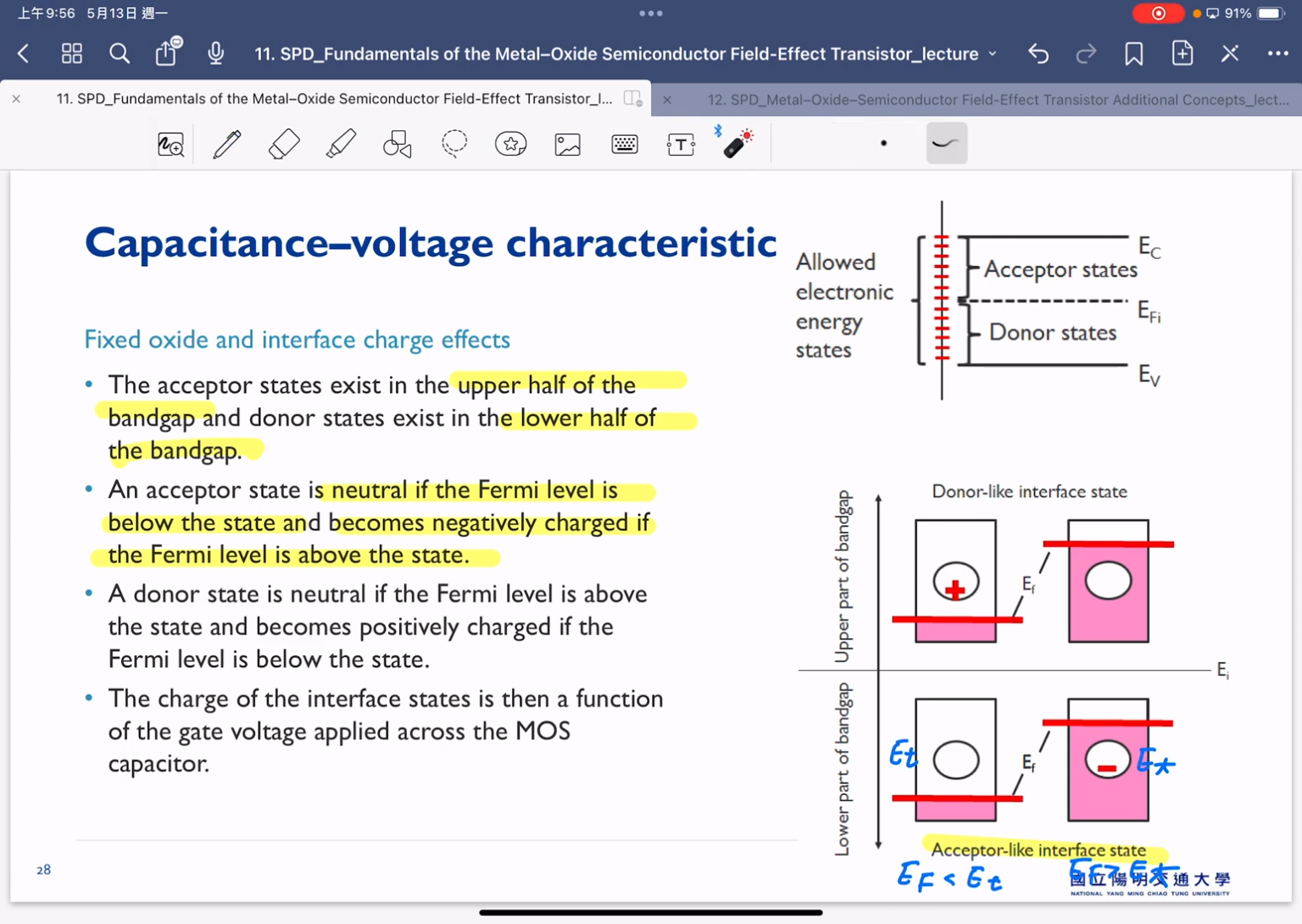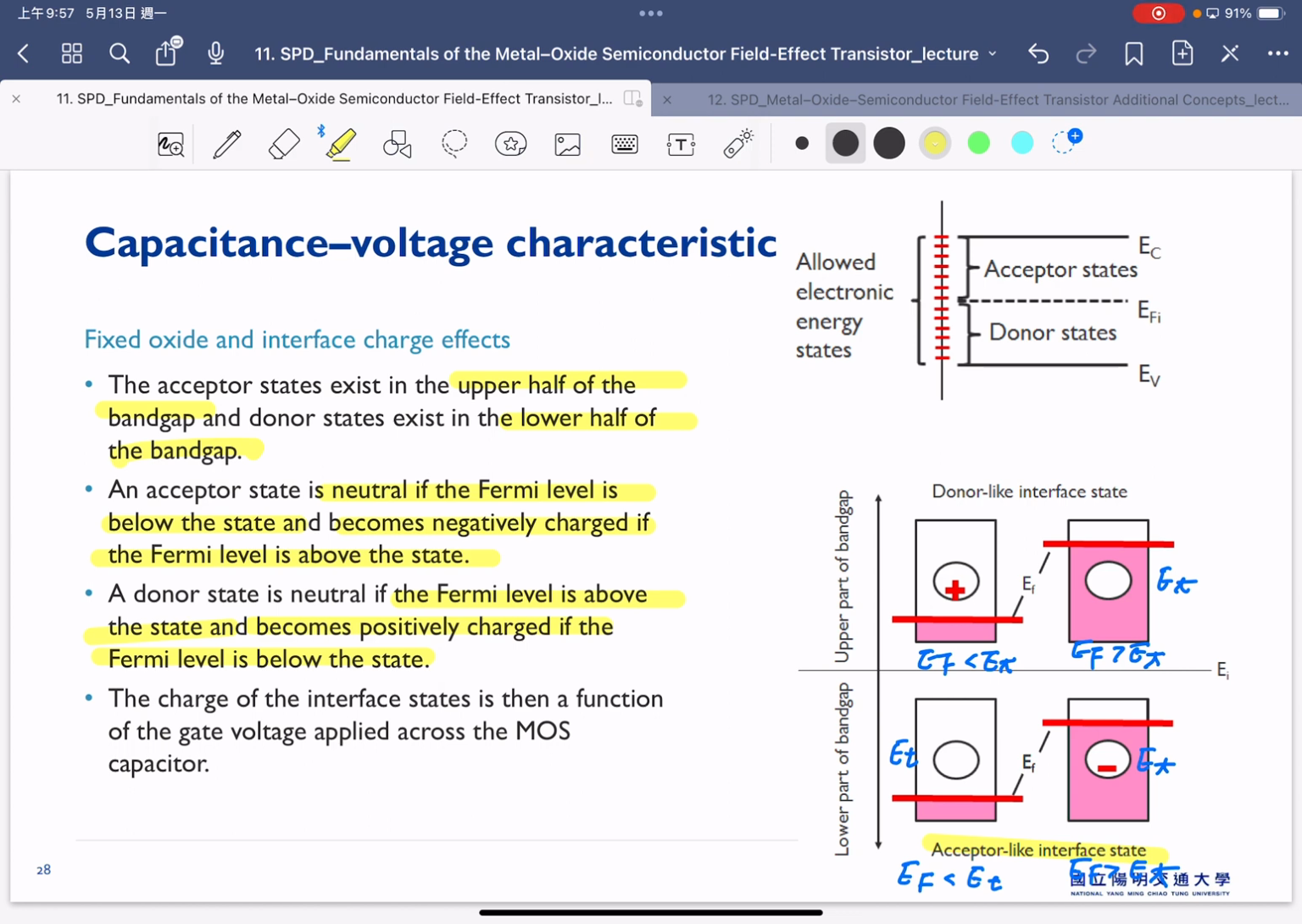A donor state is the completely reverse, opposite case compared to the acceptor state. A donor state is neutral if the Fermi level is above the state. So this is our ET. That means if our EF is larger than ET, it exists as neutral. But if our EF is smaller than ET, it will become positively charged here. So that's the basic definition for the acceptor state and the donor state here.